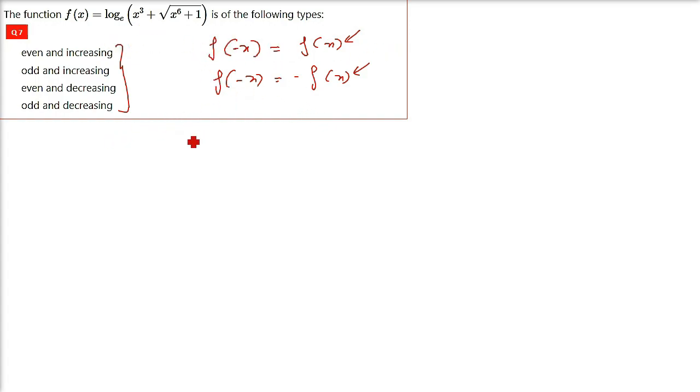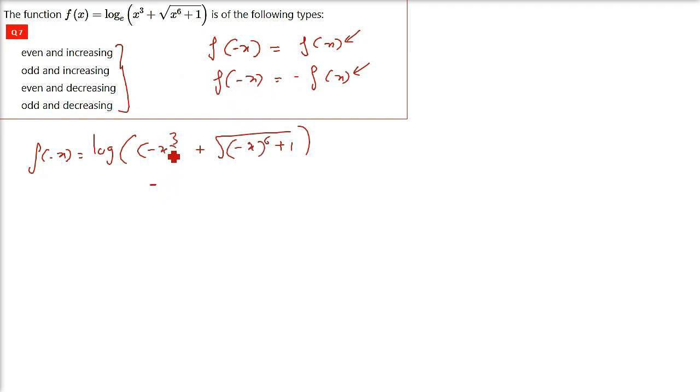We have here, I'm placing x as -x. So wherever we have x, just replace it by -x. So we have log base e of (-x) whole cube plus under root (-x) to the power 6 plus 1. So you don't have to do anything here. Why? Because we know that anything to the power even will be positive, anything to the power odd will be negative. So we are going to replace anything with even power as plus and odd power as negative. And then we need to solve it.